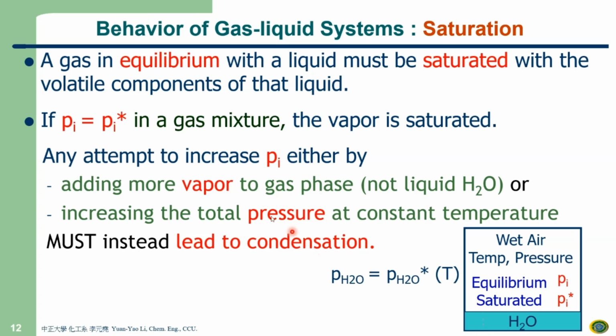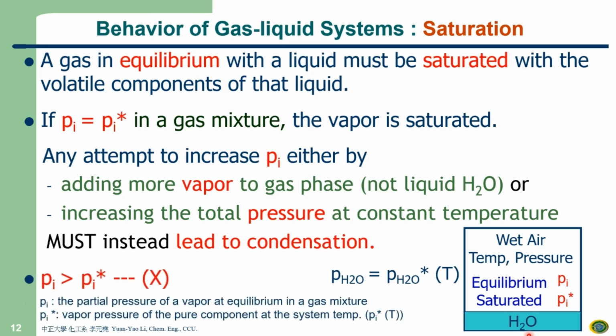So what happens if I increase the pressure in this system? What does increasing the pressure mean? Pressure means the number of molecules, right? If I put more water vapor molecules in this system, what happens? You condense. So actually, there's no way to make Pi larger than Pi star. No way. It is impossible.